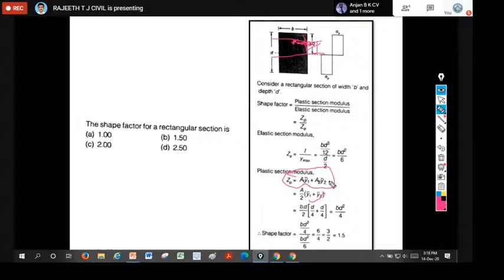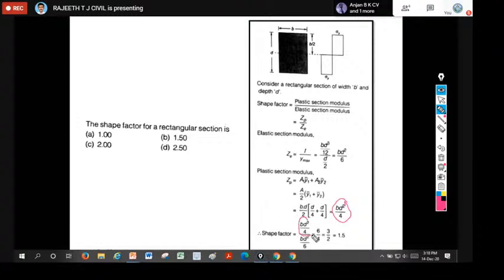So ZP equals what? We divide the total area into equal areas by drawing the equal area axis. Then you take the individual areas with their corresponding centroidal distances. The individual area is the total area by 2, that is B into D by 2. You multiply with D by 4 and D by 4, the corresponding centroidal distances. We get the answer BD square by 4.